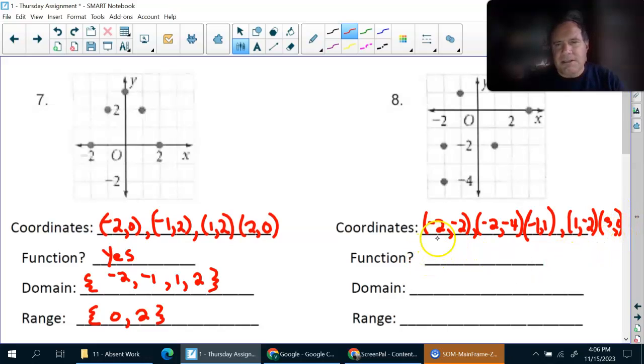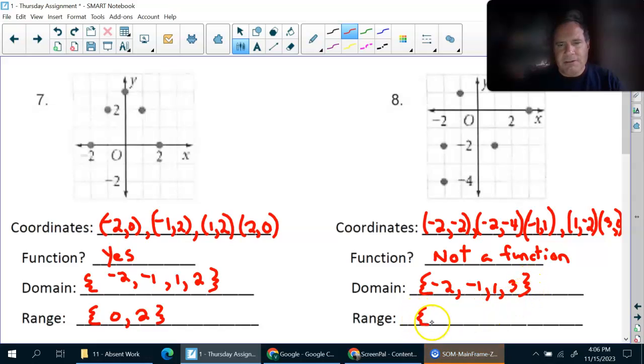Is it a function? If you did the vertical line test, you could see that it'll go through two of these points, so it is not a function. If you're listing the domain, it is negative 2, only once, negative 1, 1, and 3.